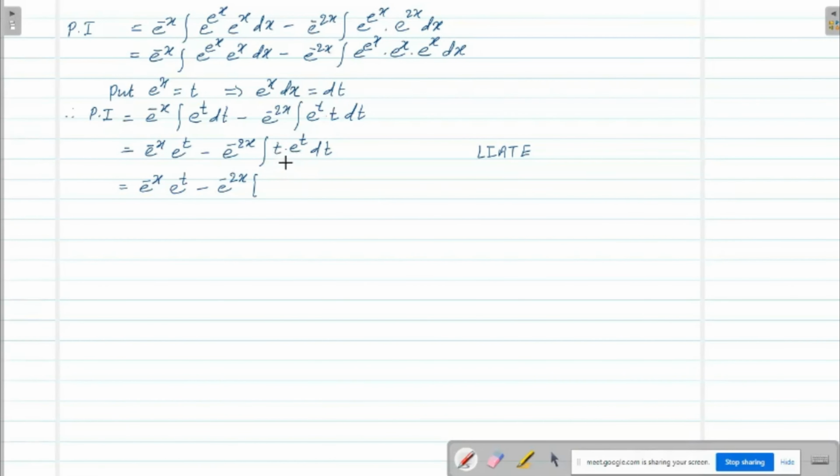Now apply generalized integration by parts. The first part is u, the second part is v. We write u, that is t. u is t, times integration of v, e raised to t, minus derivative of u, 1, times integration of v1, that is e raised to t. Now just replace t by e raised to x. Therefore PI equals e raised to minus x minus e raised to minus 2x.